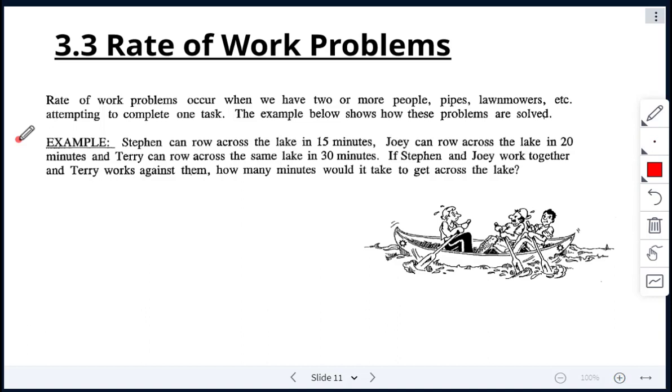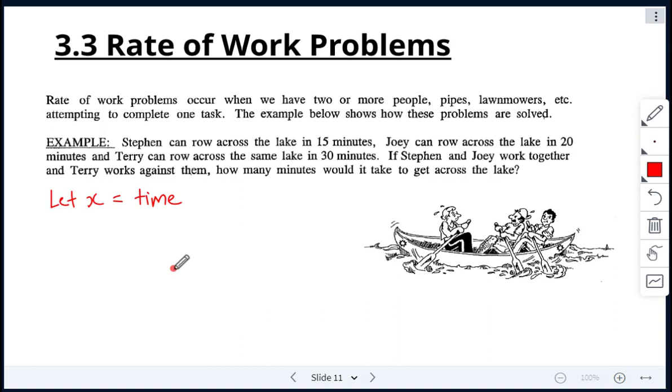If Stephen and Joey are working together and Terry works against them, how many minutes would it take to get across the lake? In this type of question, the first thing we have to do is set a variable. So we'll just set x. Let x represent the time it will take to row across the lake.